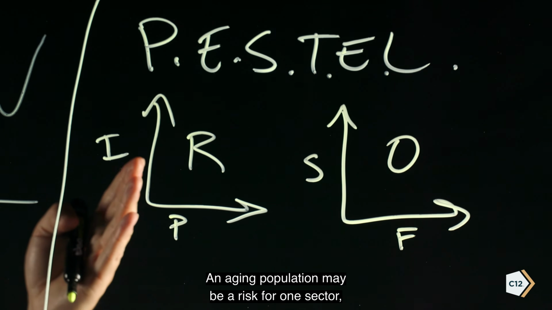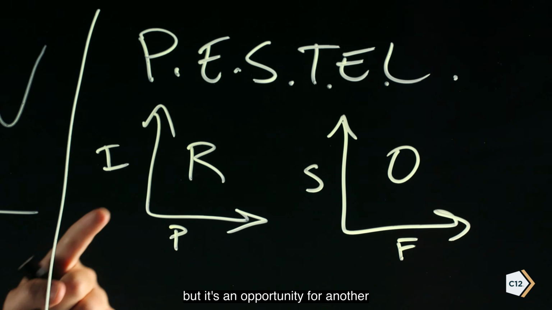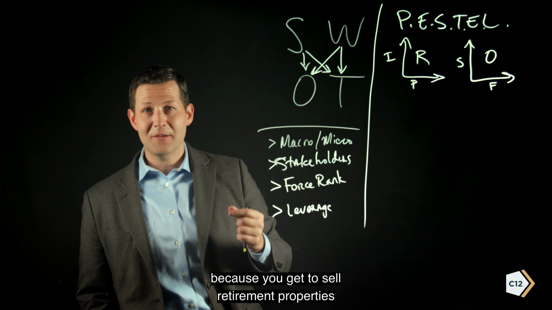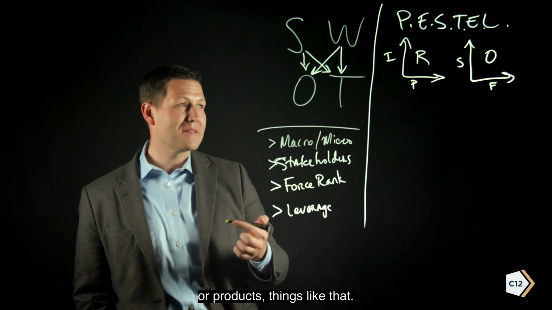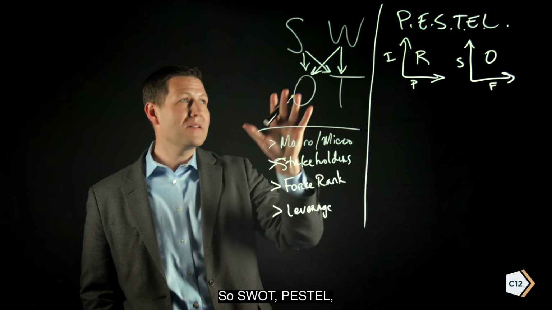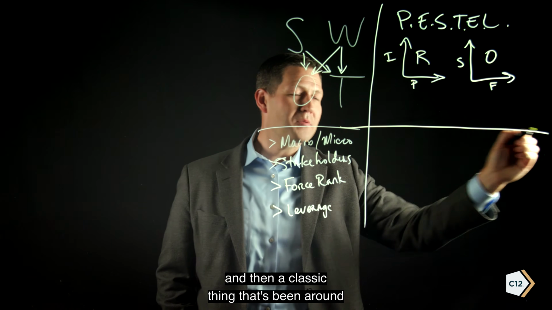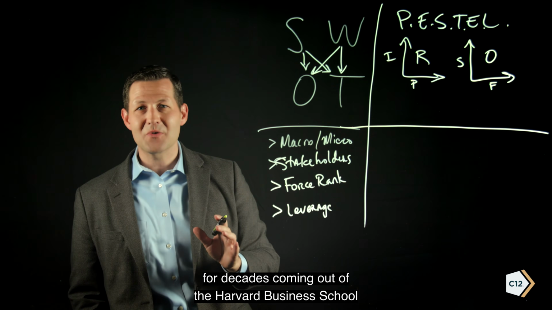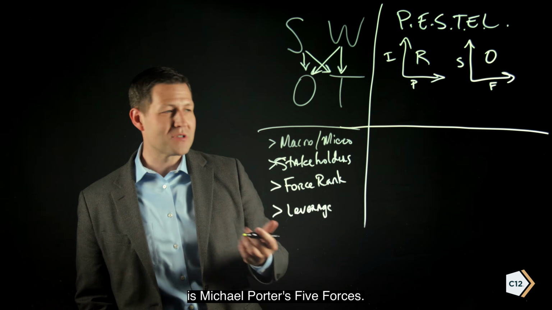An aging population may be a risk for one sector, but it's an opportunity for another, because you get to sell retirement properties or products, things like that. So SWOT, PESTEL, and then a classic thing that's been around for decades coming out of the Harvard Business School is Michael Porter's 5 forces.